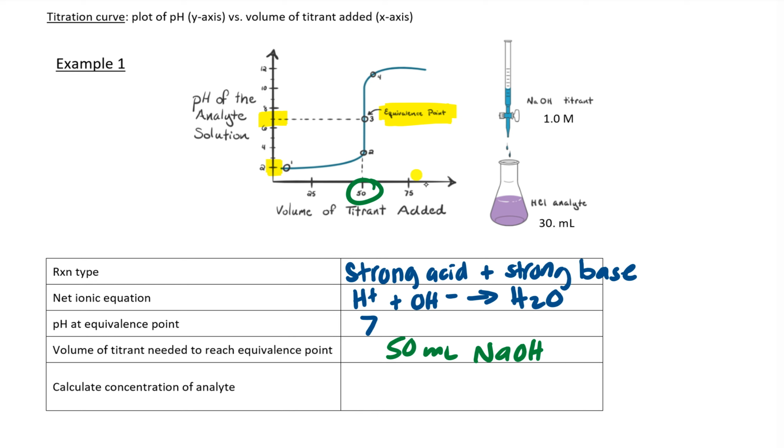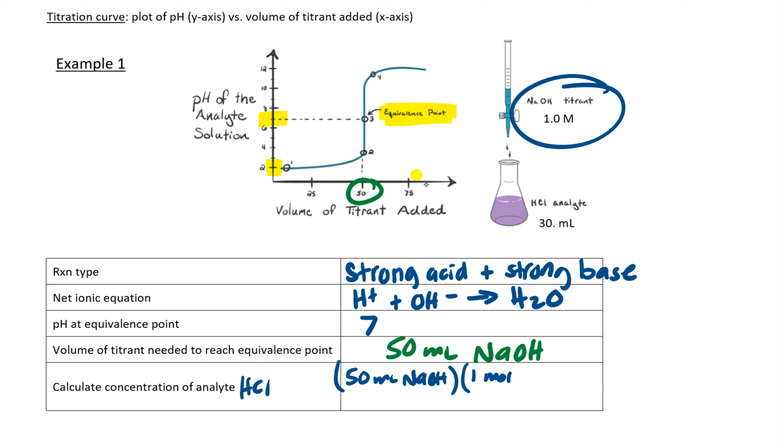What is the concentration of the analyte? The analyte is your HCl. Okay. I want to know, what is its molarity? Well, if I know that it took 50 milliliters of sodium hydroxide, and I'm given the molarity of sodium hydroxide is 1 molar, so 1 mole per liter. And so that means I cannot multiply those because I don't have liters of sodium hydroxide.